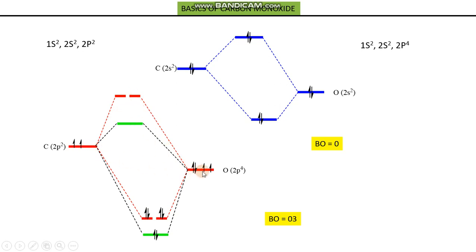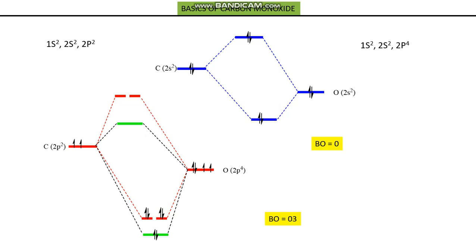Bonding and anti-bonding molecular orbitals collectively are equal in number to the atomic orbitals. Here we have three orbitals in the p subshell of oxygen and three orbitals in the p subshell of carbon. So 3 plus 3 makes 6, and here we have three bonding molecular orbitals and three anti-bonding molecular orbitals. So atomic orbitals are equal to molecular orbitals. It means we are going in the right direction in order to explain bonding.